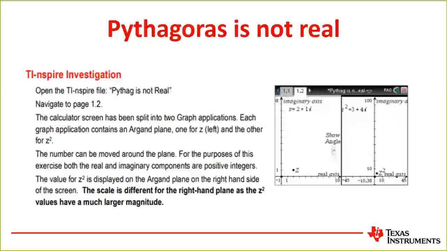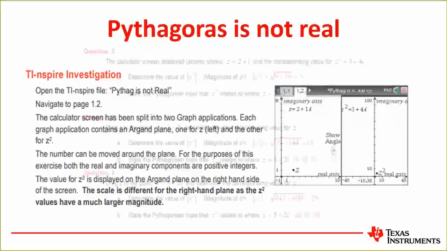You encourage students to move z around the Argand plane on the left-hand side, and on the right-hand side you get a corresponding update for the complex number represented by z squared. You will also note that there is a different scale for the imaginary axis on the right-hand side, because the imaginary component can start to get quite large. To be able to see it on the screen, we need a larger scale for the imaginary axis. So that's a point to ensure that students are aware of, that the scale for the right-hand Argand plane for the z squared values has a much larger magnitude.